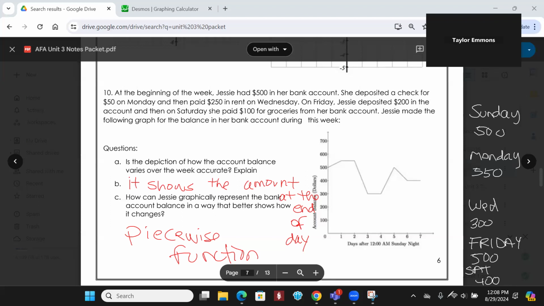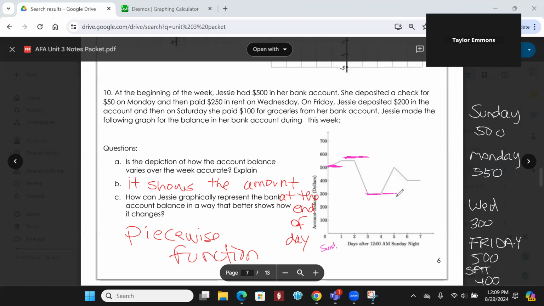So I'm going to draw what that looks like on the graph. All right, ready? I would maybe use a different color, or darker shading on this part. So from 0, this is Sunday, all the way to the next Sunday. We were at 500 on Sunday to Monday. Then on Monday, we went up to 550 and we stayed there until Wednesday. And then on Wednesday, we dropped down to 300. And we stayed there until about Friday.